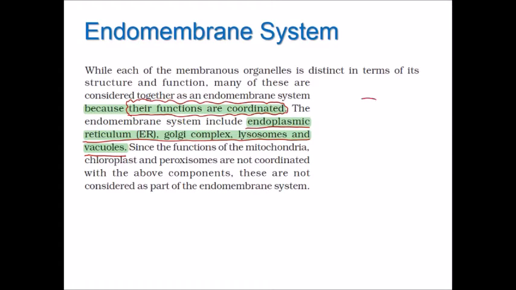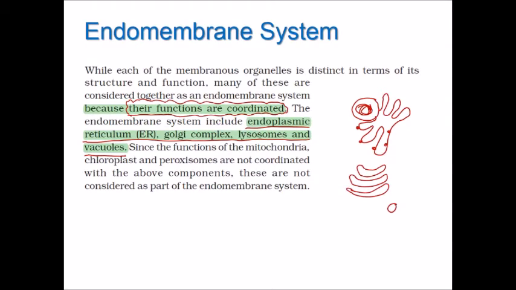So this is nucleus. So just next to the nucleus, you'll find endoplasmic reticulum attached to it, like this. And close to the endoplasmic reticulum, you might find Golgi body, like this. And somewhere here, you'll find some lysosomes and some vacuoles also.